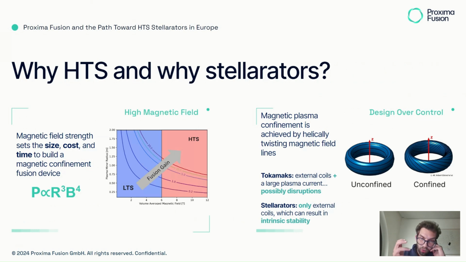And why HTS and why Stellarators? Probably most of the audience do not need to be convinced about this, but in short, the magnetic field really sets the size, cost, and time to build a magnetic confinement fusion device, because the power output is proportional to the 4th power of the magnetic field.